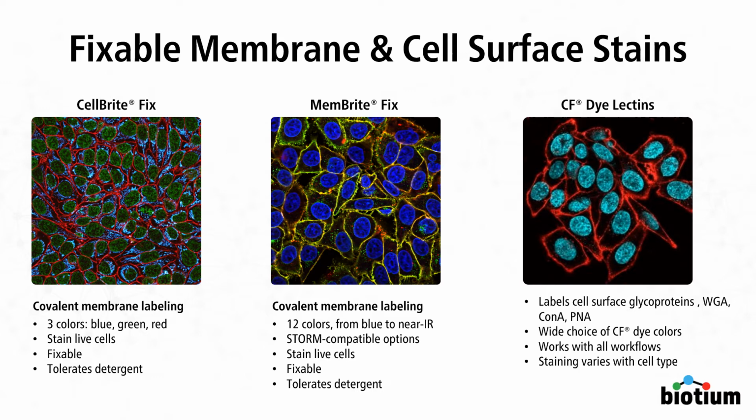MemBrite Fix requires a two-step staining protocol with washing, but offers a more extensive choice of dye colors than CellBrite Fix. MemBrite Fix can also be used to stain yeast, but unlike original CellBrite dyes and lectins, CellBrite Fix and MemBrite Fix staining must be performed in live cells and fixed shortly after. We also carry CF dye lectins with a wide choice of CF dye colors. Lectins work with all workflows. However, staining varies with cell type.